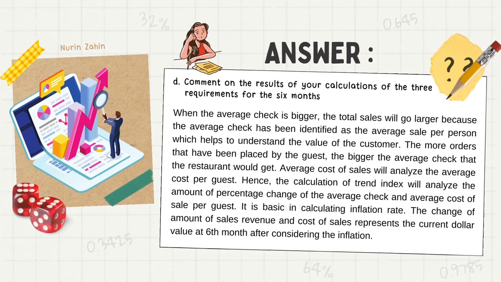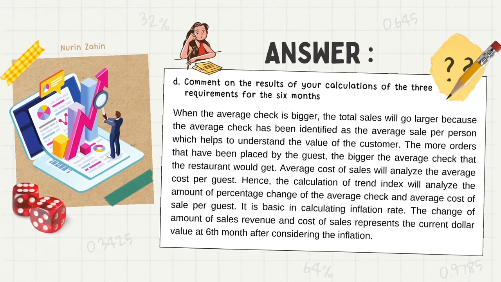Good evening, I'm Nurin Zahin and I will give the answer for question D, which is the comment on the results. When the average check is bigger, the total sales will go larger because the average check has been identified as the average sale per person, which helps to understand the value of the customer. The more orders that have been placed by the guests, the bigger the average check that the restaurant will get.